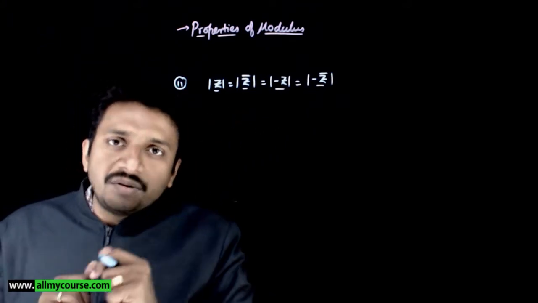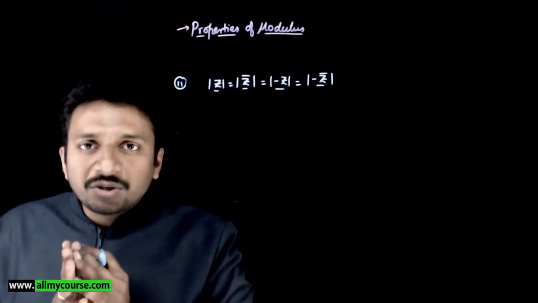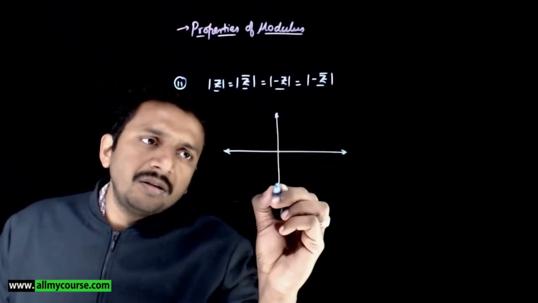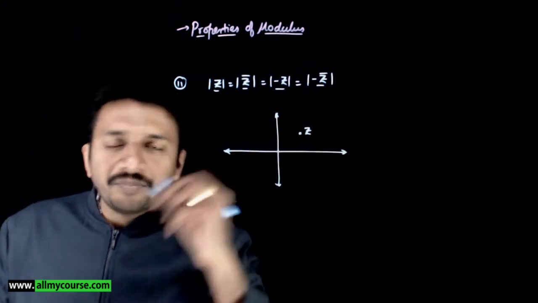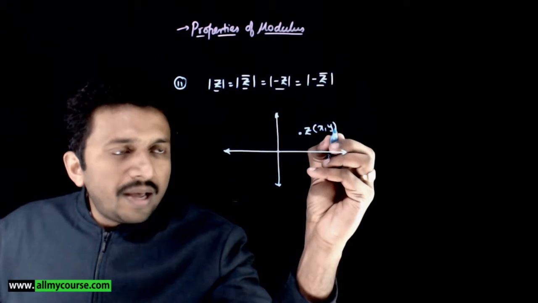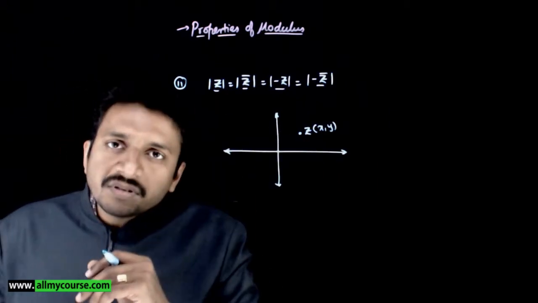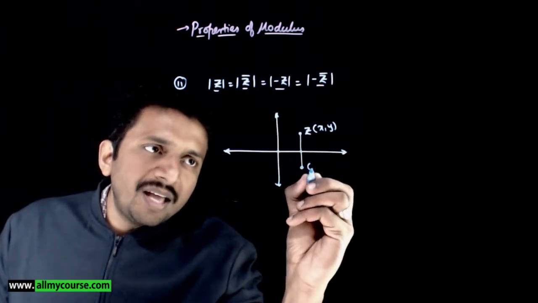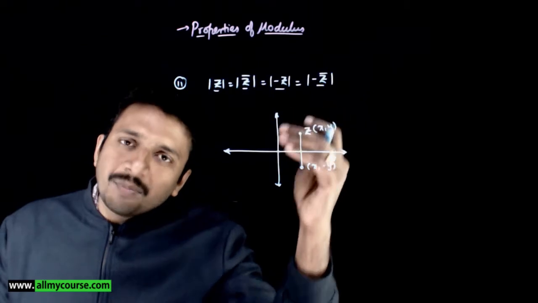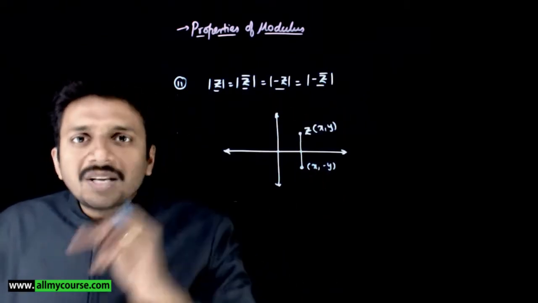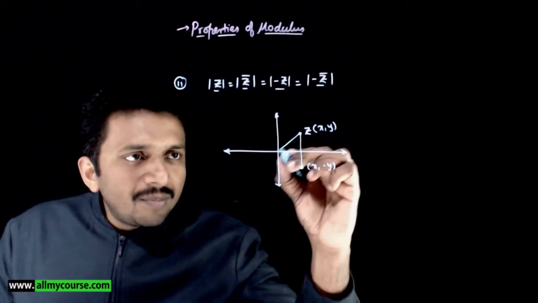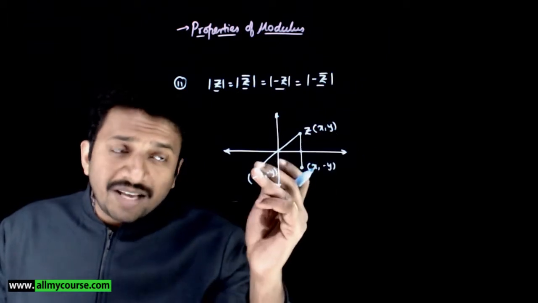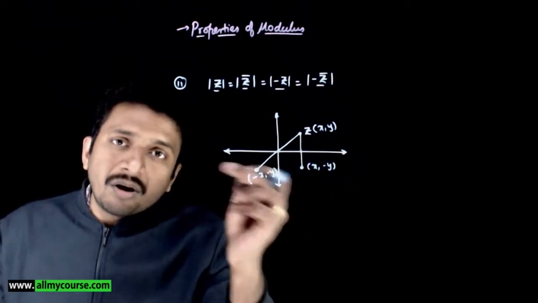This can be very easily understood from the geometrical interpretation of complex numbers. If you have the Argand plane, and Z is a complex number somewhere here, let us take this as x comma y, that is x plus iy. What is the conjugate of this? The conjugate is x minus iy, that is the point x comma minus y, the exact mirror image about the x-axis. What is the complex number minus Z? Minus Z is nothing but minus x minus iy, which is the image of this about the origin.